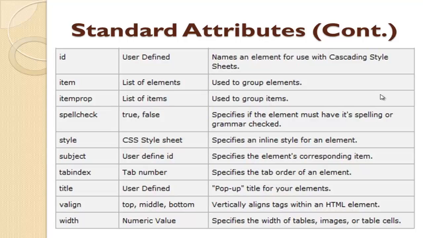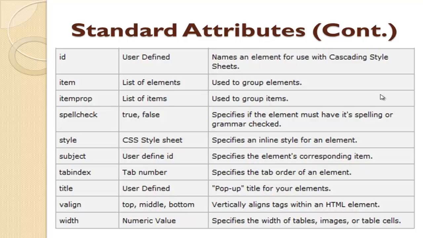Style is another attribute of HTML5 and previous versions of HTML. Its value is a CSS style sheet, and it specifies an inline style for an element. It means if you don't want an element to be styled through the CSS file, you can directly write it from your HTML file.